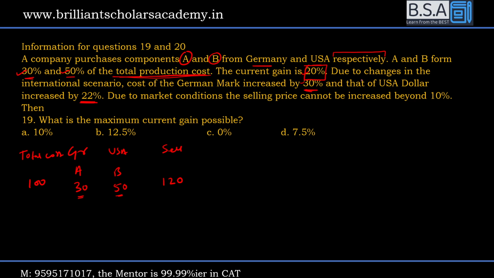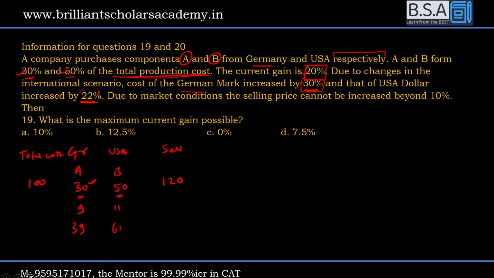Now, due to the changes in market, the German mark has increased by 30%. So this is the product coming from Germany. It is going to increase by 30%. What is 30% of 30? 9. So now the new cost has become 39. The US dollar increases by 22%. What is 22% of 50? Take your time. 11. So this is the increase in the value. Increase in what? Increase in the cost.